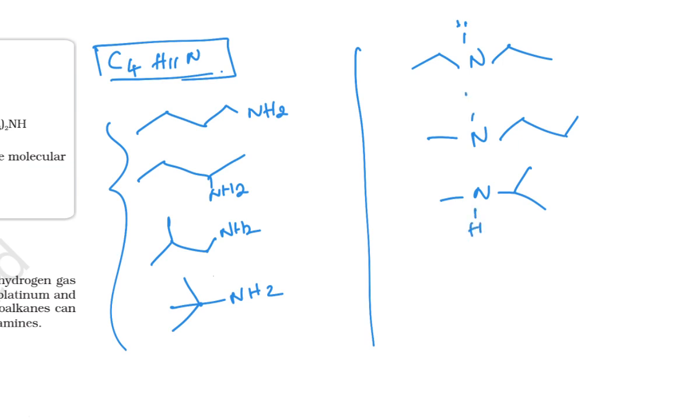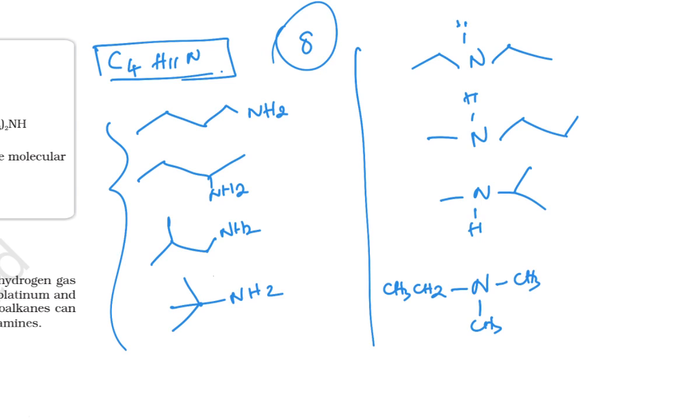Hydrogen, here is the hydrogen. Okay, one more isomer of this molecular formula is N, CH3, CH2, CH3. So totally how many isomers are there? So totally we have 8 isomer structures.